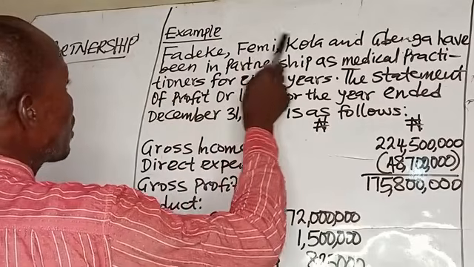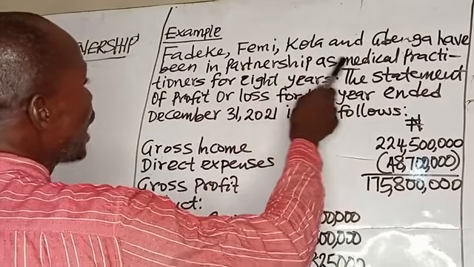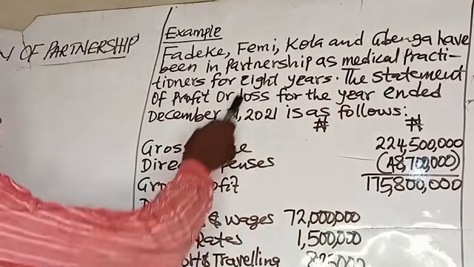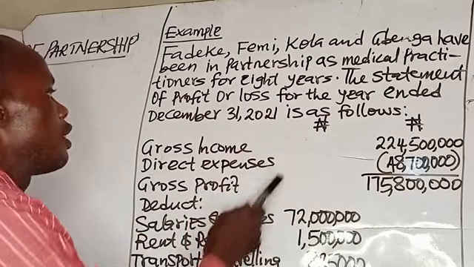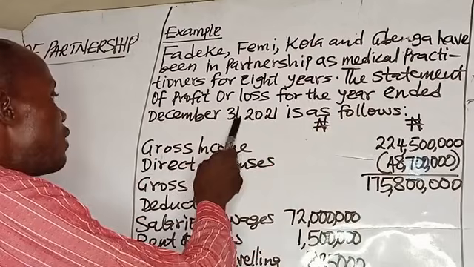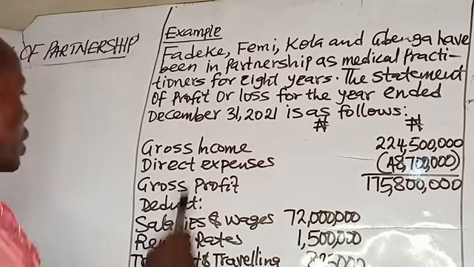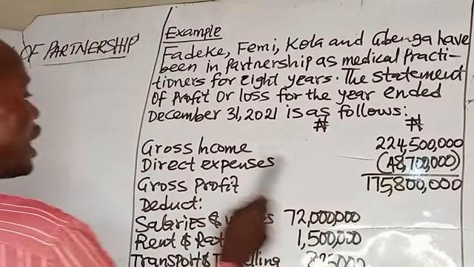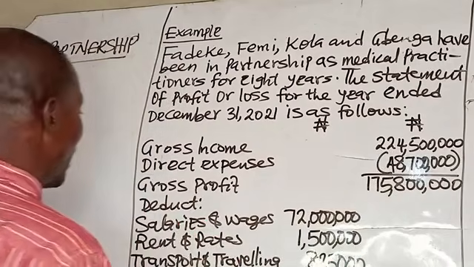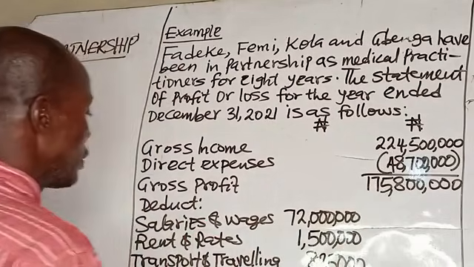Fadeke, Femi, Kola, and Benga have been in partnership as medical practitioners for 8 years. The statement of profit or loss for the year ended December 31st, 2021 is as follows. Gross income of 224,500,000. Direct expenses of 48.7 million naira. We have the gross profit of 175,800,000 naira.